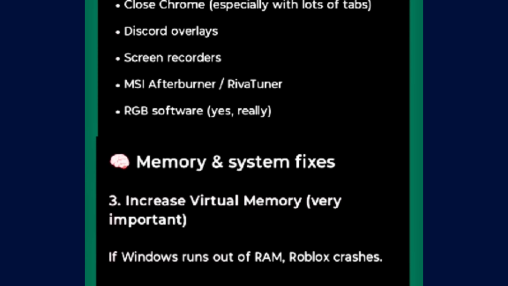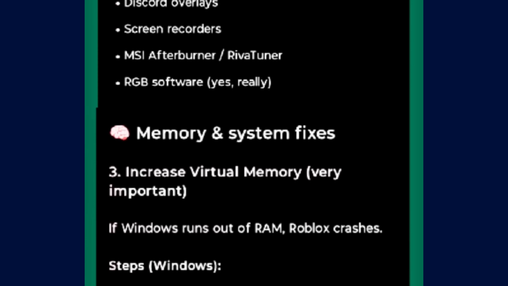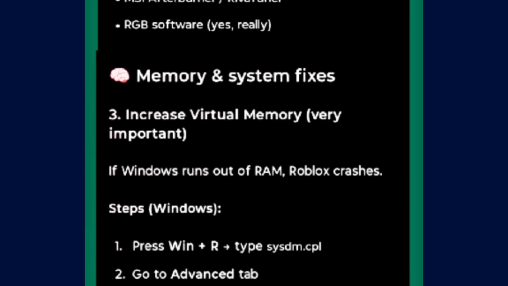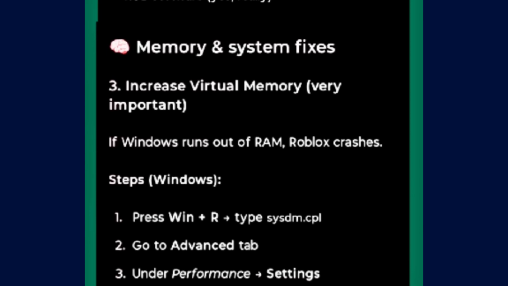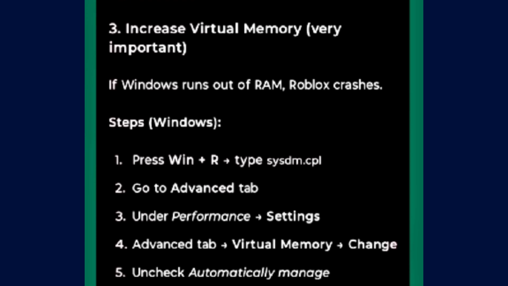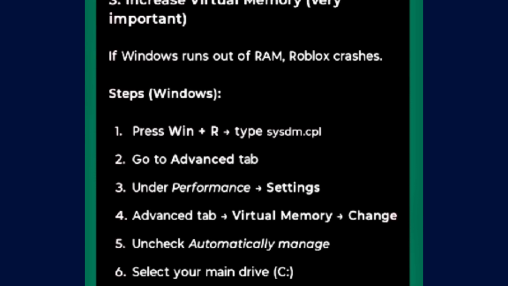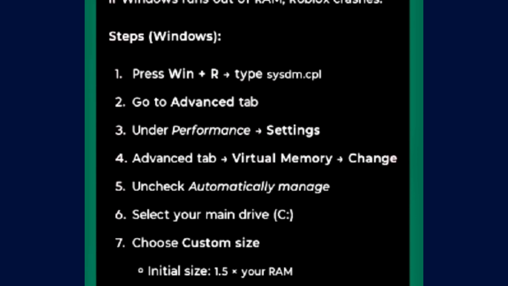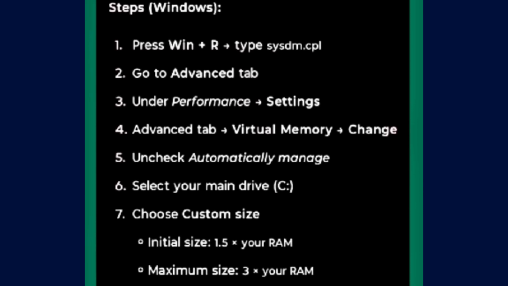Memory and system fixes. Increase virtual memory, very important. If Windows runs out of RAM, Roblox crashes. Steps for Windows: press Win plus R, then type sysdm.cpl. Go to the Advanced tab, under Performance click Settings, then the Advanced tab, then Virtual Memory, then Change.